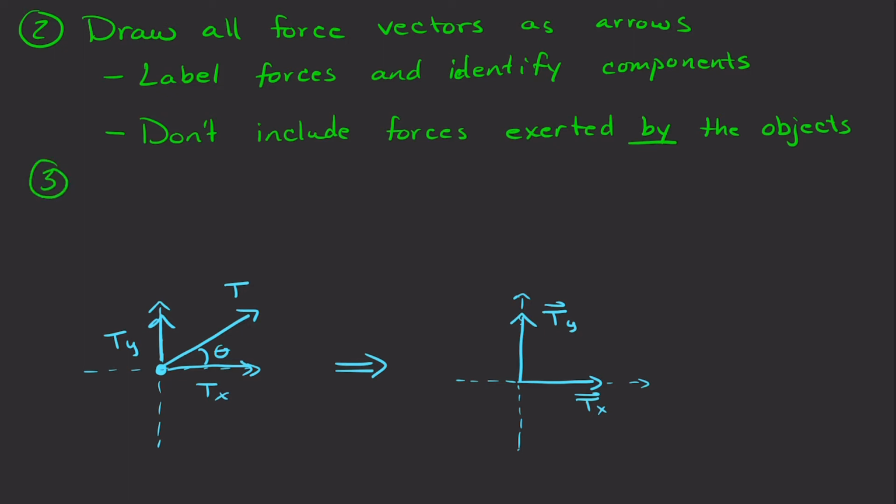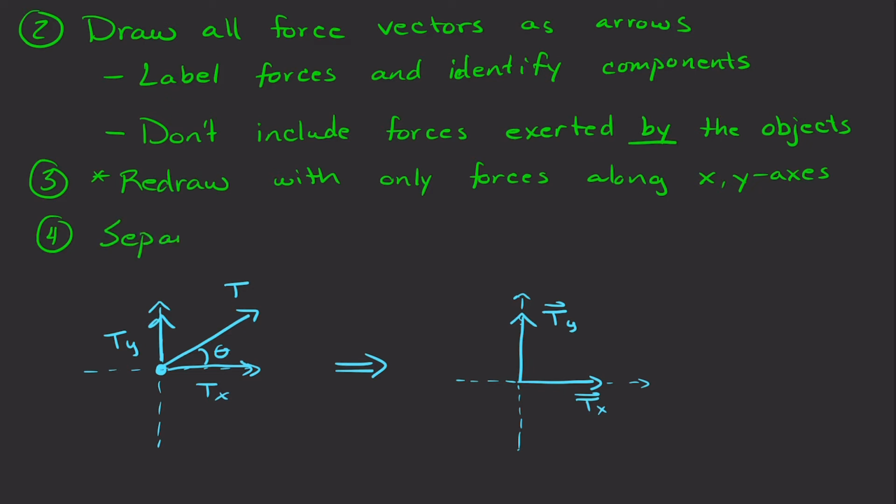So, as a third step, you may want to redraw, once you've identified the components, redraw your free body diagram with only forces along x, y axes. So this is up to you. I find it declutters a little bit, especially when you have a lot of forces. And then a final step 4, if the situation calls for it, you want to draw separate free body diagrams for any other objects.